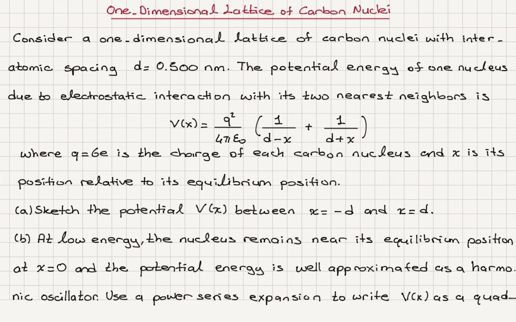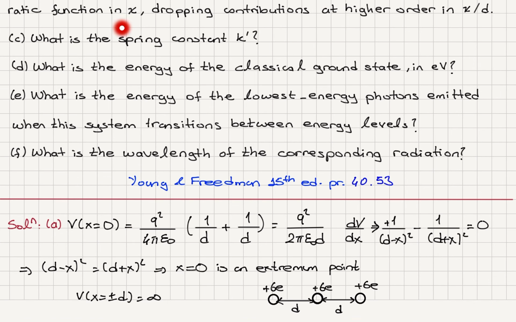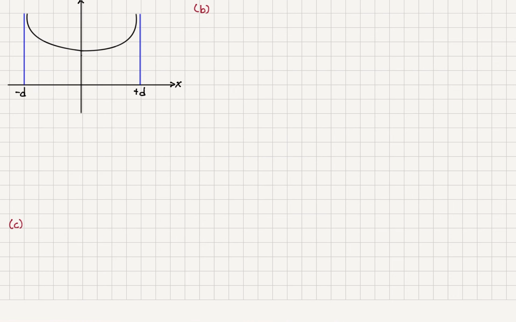Now, part B, at low energy, the nucleus remains near its equilibrium position at x equals 0, and the potential energy is well approximated as a harmonic oscillator. Use a power series expansion to write the potential as a quadratic function in x, dropping contributions at higher order in x over d. Now, if I stay close enough to the equilibrium position, the problem mentions that this is a harmonic oscillator potential. So let's see that here.